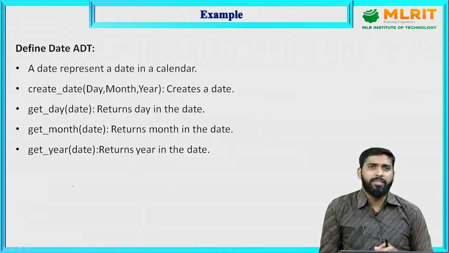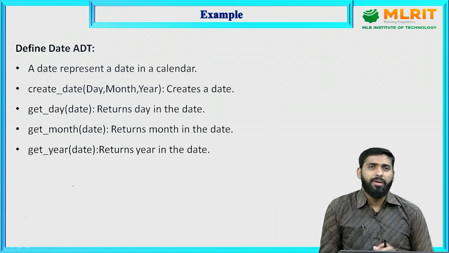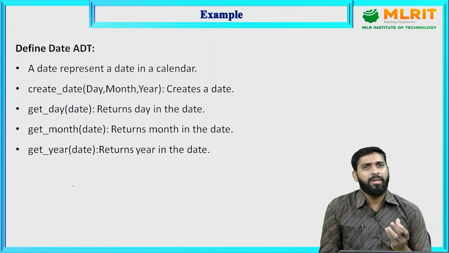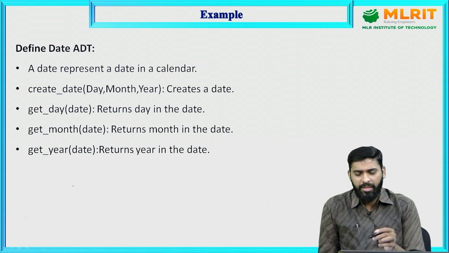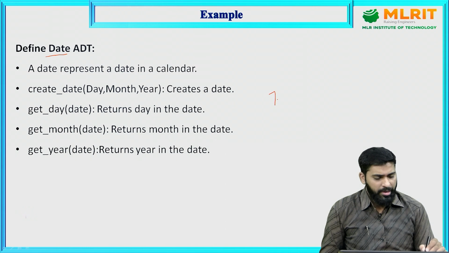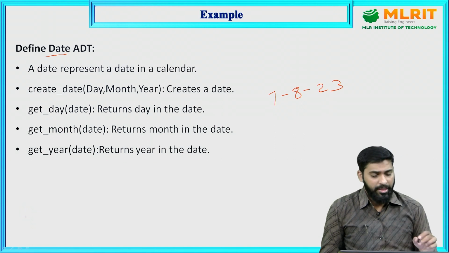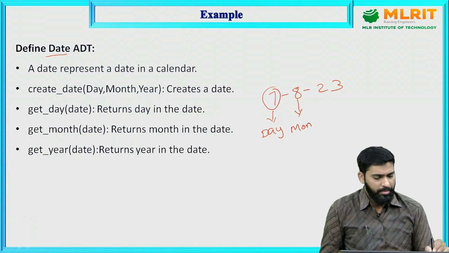Now we discuss abstract data types with the help of one example. In this example, we are going to define a date abstract data type. That means we are going to define one abstract data type whose name is date. For example, the date 7/8/23. In this, 7 represents the day, 8 represents the month, and 23 represents the year.